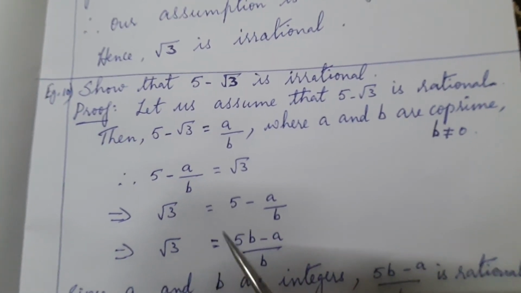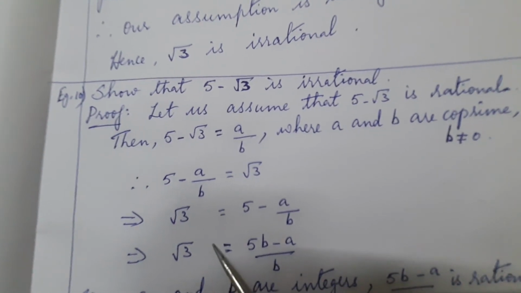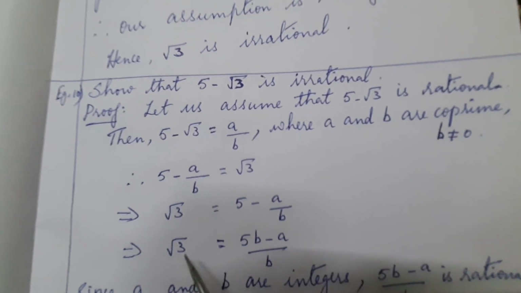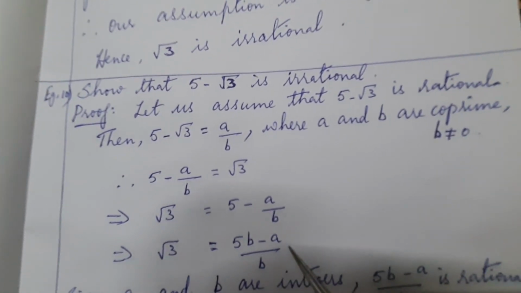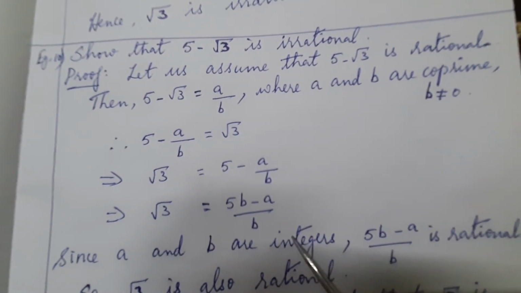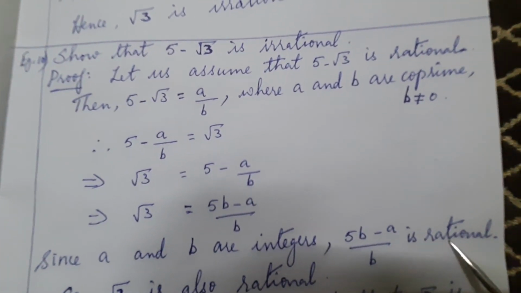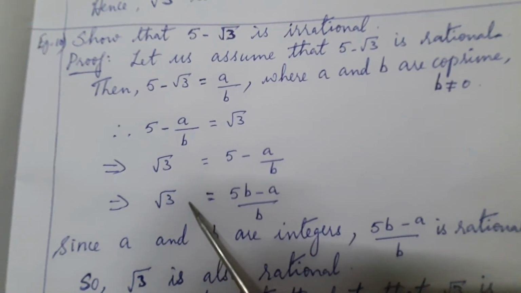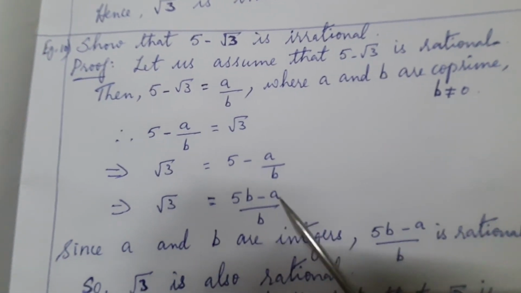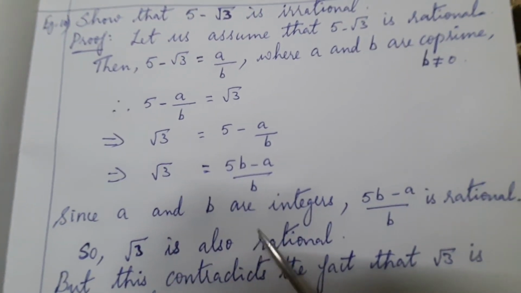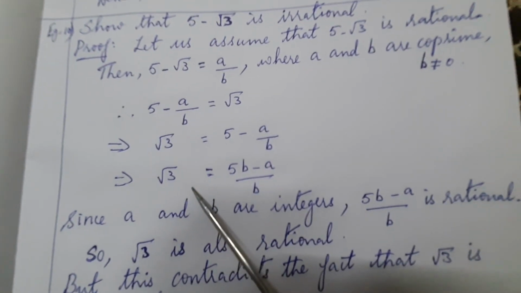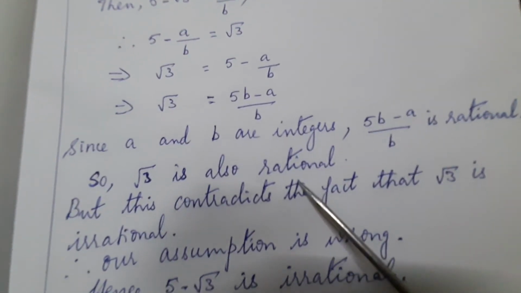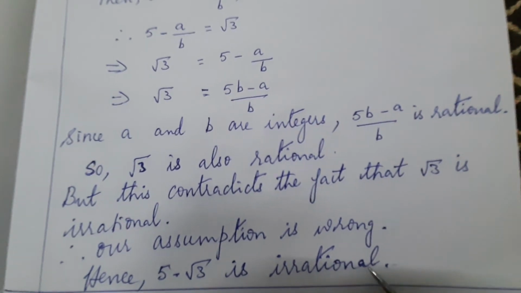So, now, we have already known that root 3 is an irrational number, and these are integers. Both are integers. This is a rational number. Can an irrational number be equal to a rational number? No. That's what we say. a and b are integers. So, (5b minus a) by b is a rational number. So, root 3 is also rational, if this is rational, because root 3 is equal to this, which will be a rational number. But this contradicts the fact that root 3 is an irrational number. An irrational number cannot be equal to a rational number. So, therefore, our assumption is wrong. Hence, 5 minus root 3 is irrational.